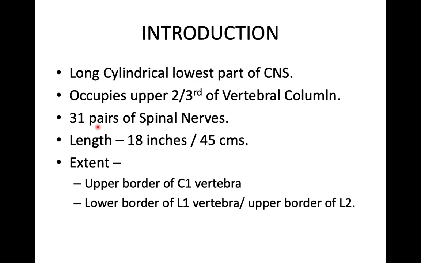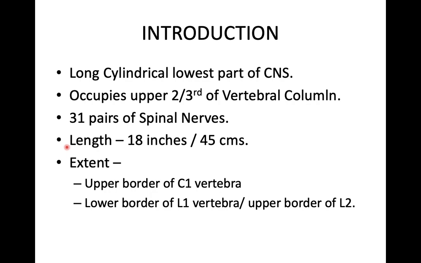There are 31 pairs of spinal nerves. This number you need to remember essentially, because the most frequently asked question in viva is: how many spinal nerves and how many cranial nerves? So 31 pairs of spinal nerves is the answer for that, and 12 pairs of cranial nerves, of course.